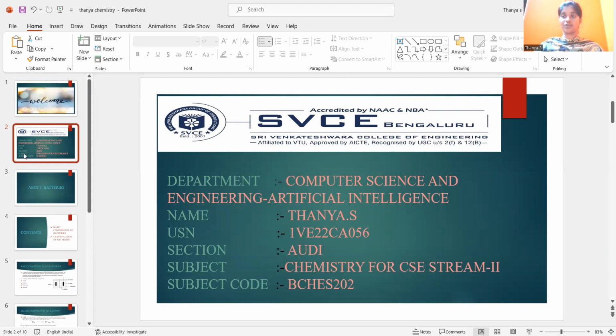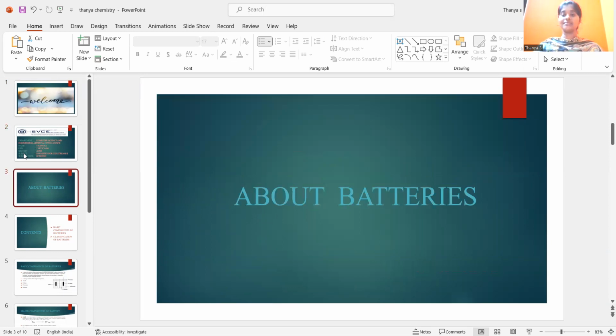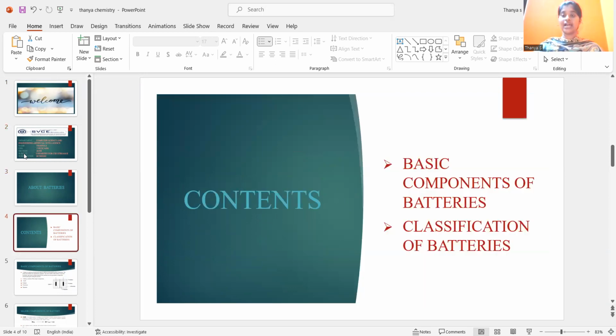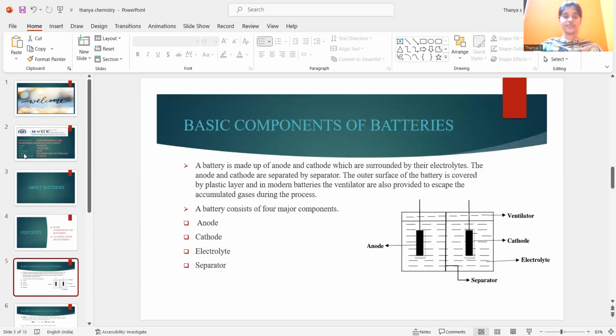So today's subject is about chemistry. Topic is batteries. Contents are basic components of batteries and classification of batteries. First one, basic components of batteries.